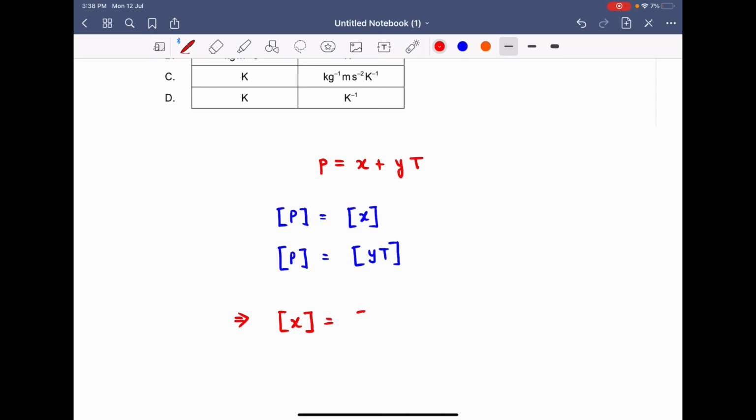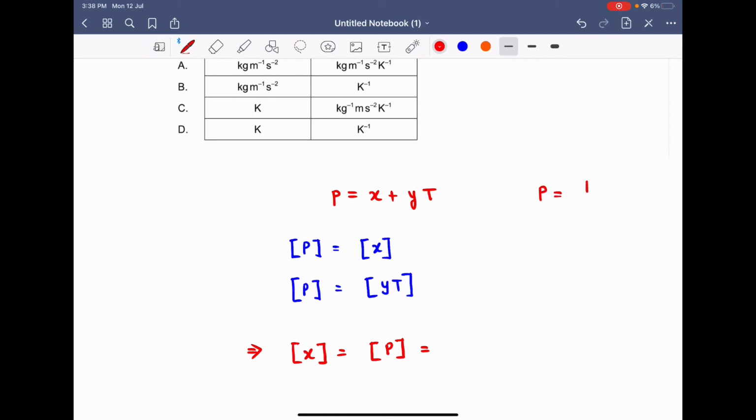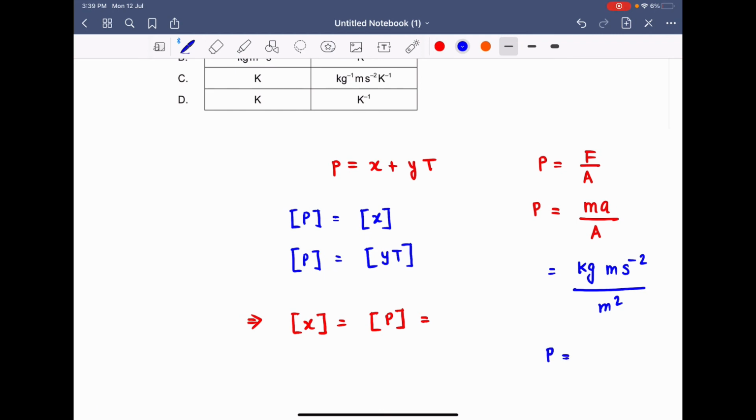So the fundamental unit of X will be equal to the fundamental unit of pressure. What is the fundamental unit of pressure? We know that pressure is force per unit area. Force can be further simplified into mass into acceleration, divided by area, to get pressure P. What is the unit of mass? kg. What is the unit of acceleration? Meter per second square. And the unit of area is meter square. So the fundamental unit of pressure is kg meter minus 1 second minus 2.